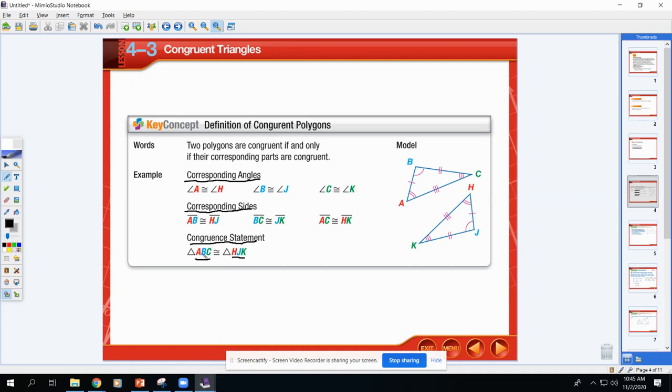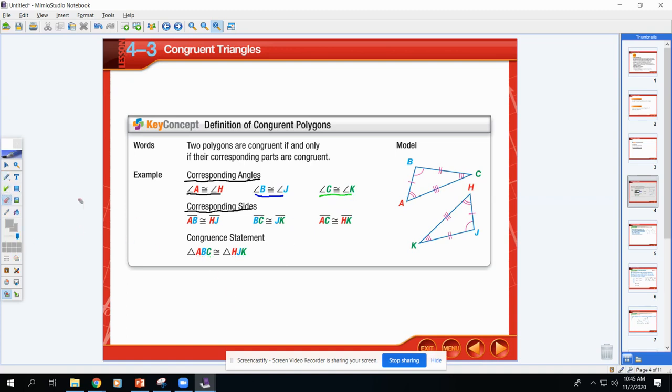So for example, if in triangle ABC the A comes first, and in triangle HJK the H comes first, well, guess what? That tells us that A must be congruent to H. So as you can see, when it's listed out, yes, that is actually the case. Likewise, since B is the second letter and J is the second letter, angle B and angle J must also be congruent. So B and J. Lastly, C and K, the third letter. So C and K would be congruent.